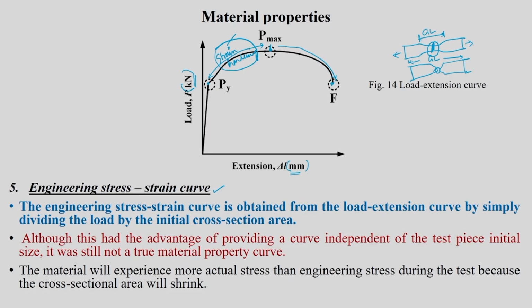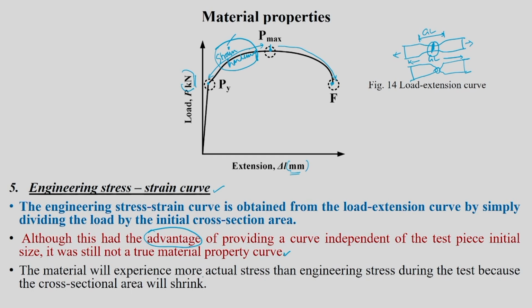Although this has the advantage of providing a curve independent of the test piece's initial size, correct. Same material, different dimensions: you can have a common engineering stress strain graph just by normalizing it, dividing it with respect to the initial area of cross section. So that is the advantage it has got. Though this is the case, it is still not the true material property curve. The true material property curve will come in the next stage.